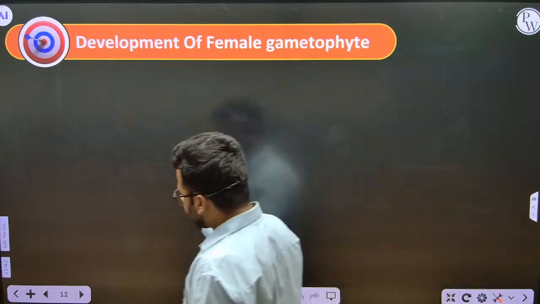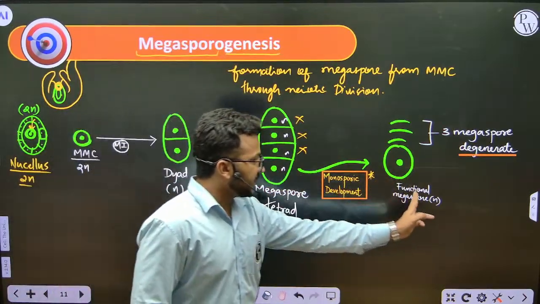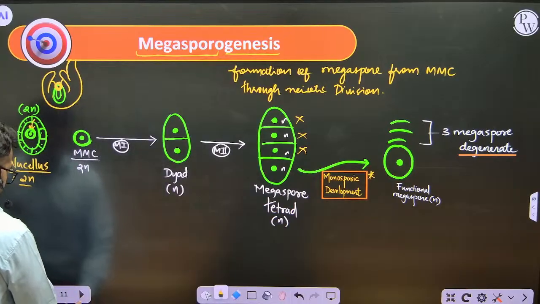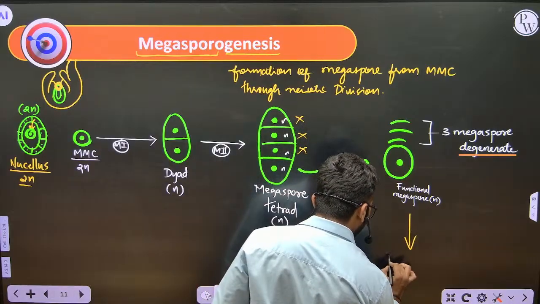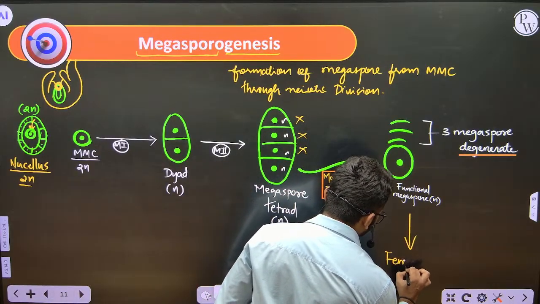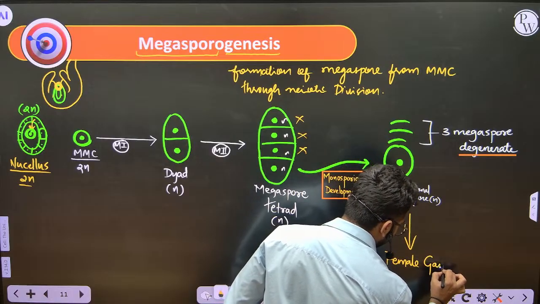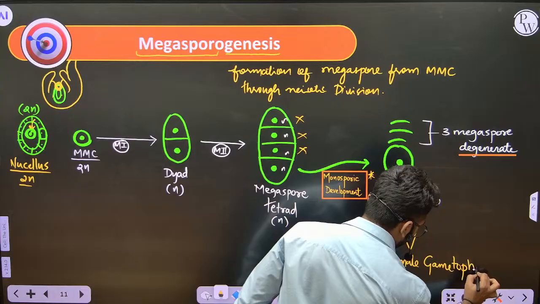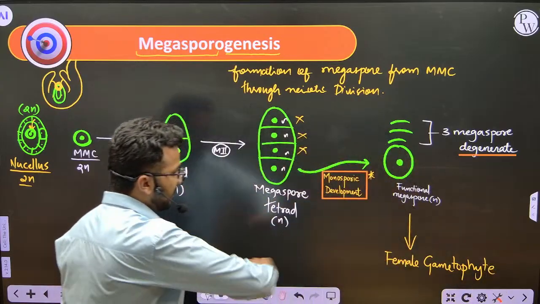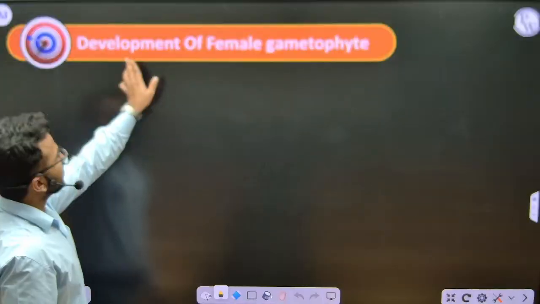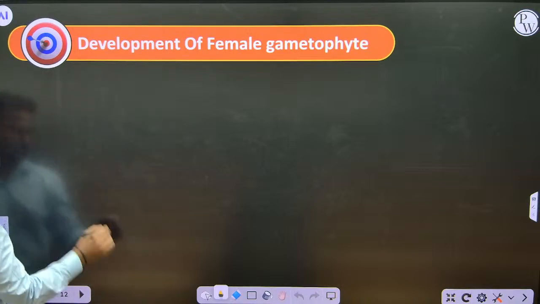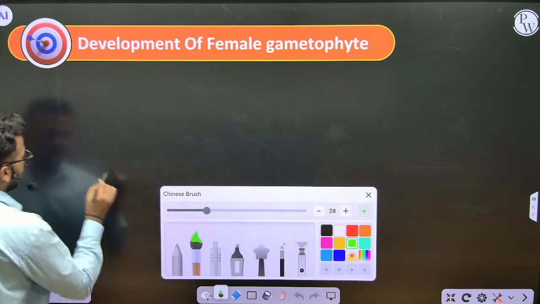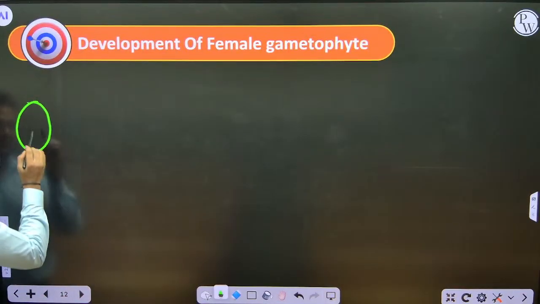We will take it from the last slide only, as a continuation of this one, which we will see in the next slide. The continuation of this functional megaspore leads to the formation of the female gametophyte. I am writing here, female gametophyte. How the female gametophyte is formed, that development we will see here. In the ovule we have seen there is a functional megaspore, so I am taking the functional megaspore here.